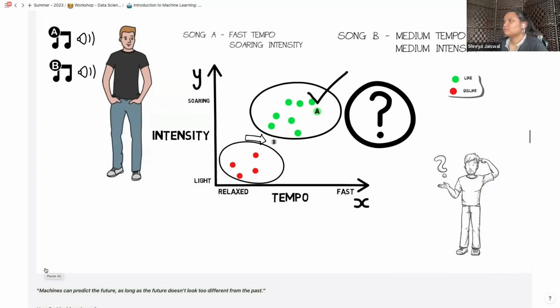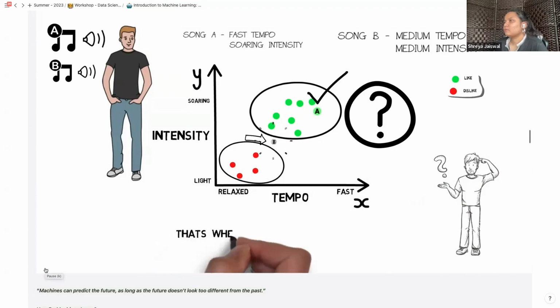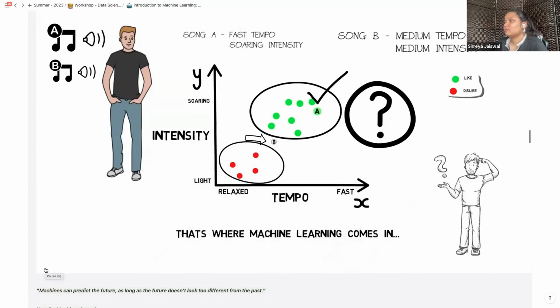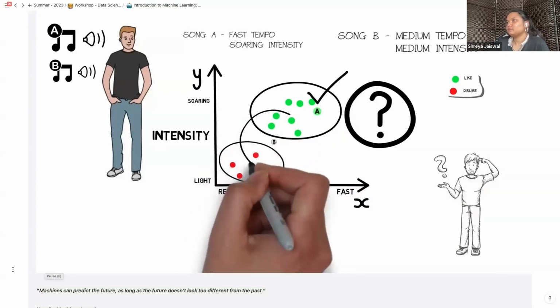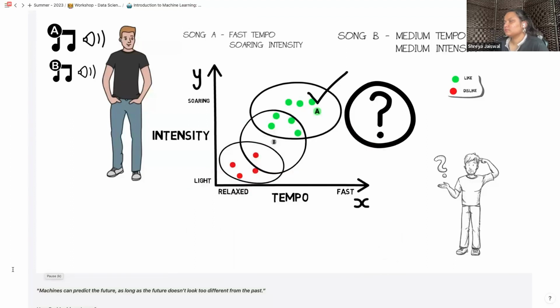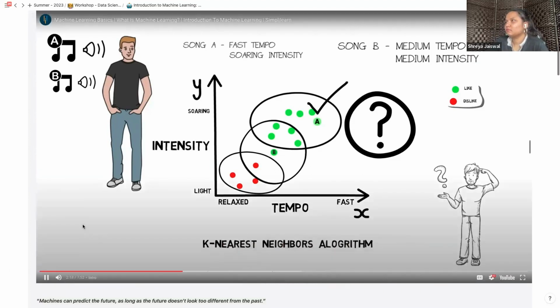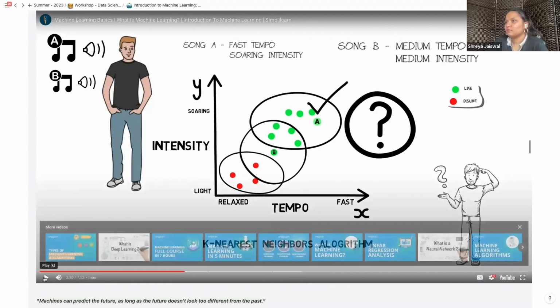We could easily classify Song A, but when the choice became complicated, as in the case of Song B, that's where machine learning comes in. Let's see how. In the same example, for Song B, if we draw a circle around Song B, we see that there are 4 votes for like, whereas 1 vote for dislike. If we go for the majority votes, we can say that Paul will definitely like the song. That's all. This was a basic machine learning algorithm also. It's called K-nearest neighbors.